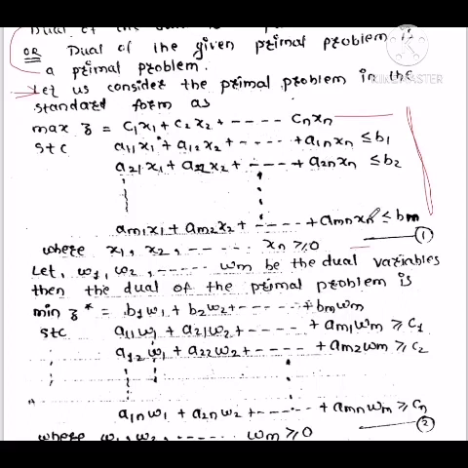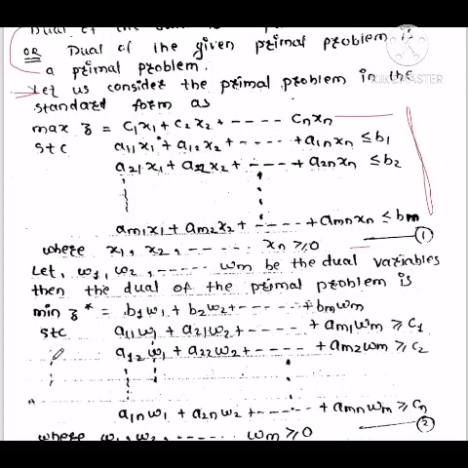There are m constraints, therefore we require m dual variables. Let w1, w2, wm be the dual variables corresponding to the given primal problem. Then the dual of the above primal problem can be written as follows. Here the primal is maximum, so we write minimum z star. The b1, b2, bm become the objective function of the dual variables, that is, b1 w1 plus b2 w2 plus bm wm, according to our definition.